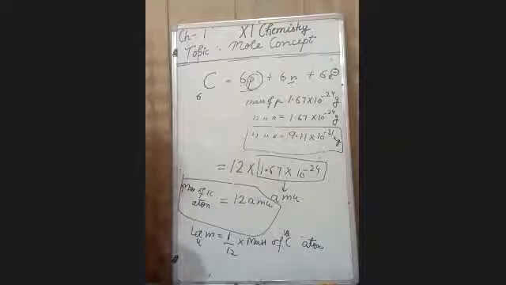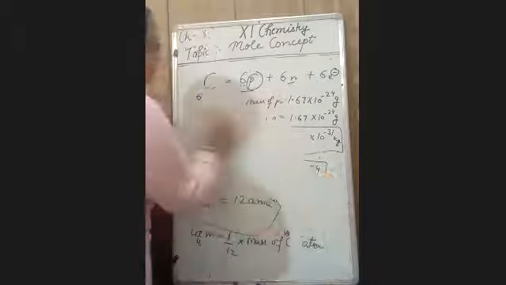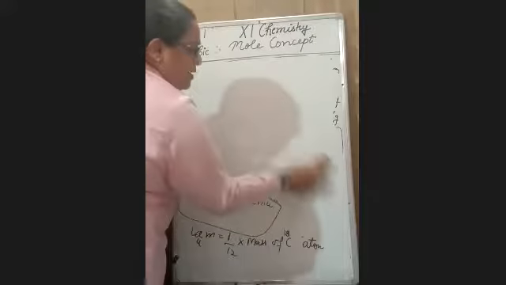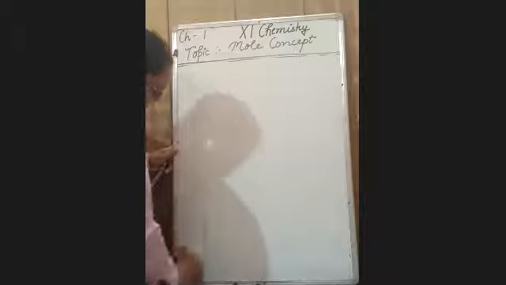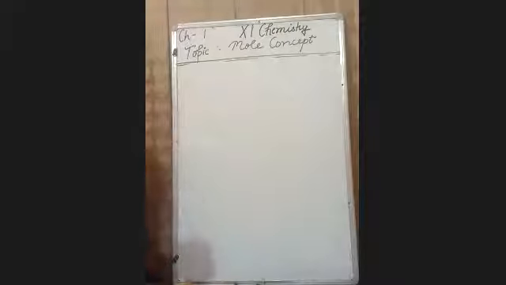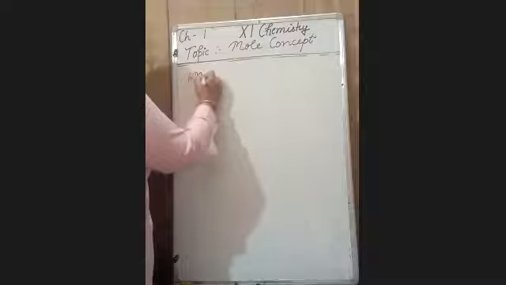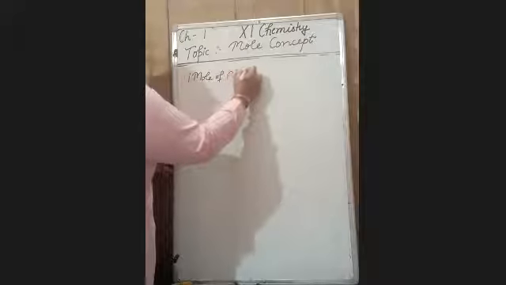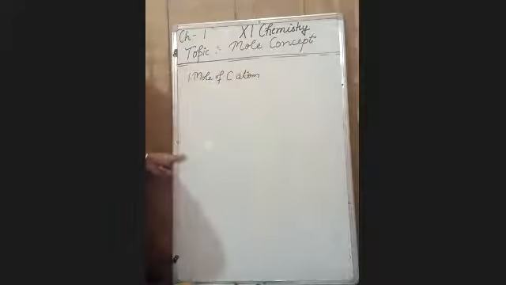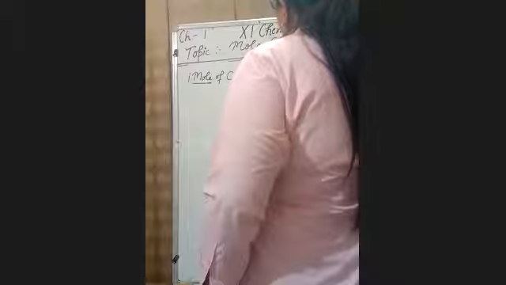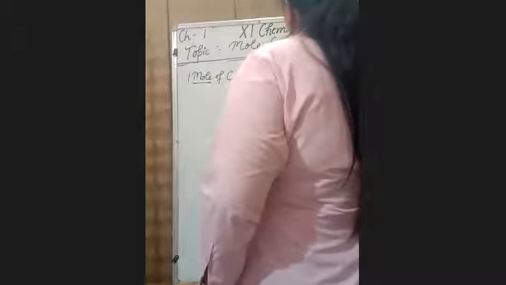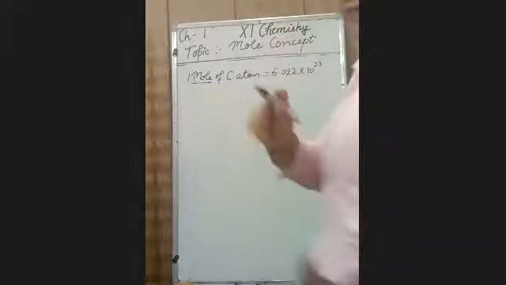Now, if I ask, what is the mass of 1 mole of carbon atoms? See, my dear students, 1 mole of carbon atoms contains how many carbon atoms? 1 mole means it will contain 6.022 into 10 raised to power 23 carbon atoms.